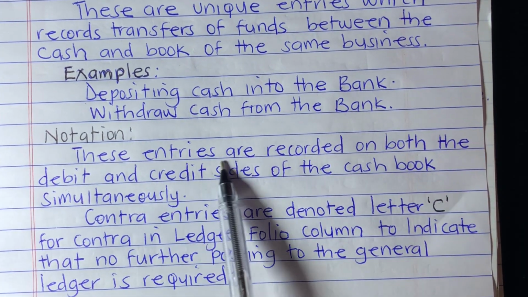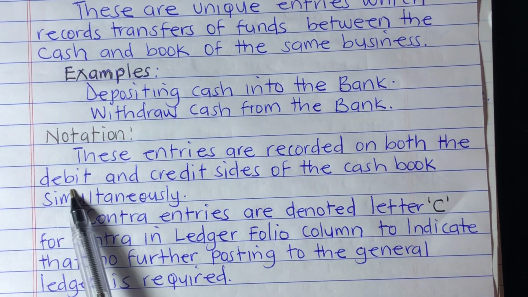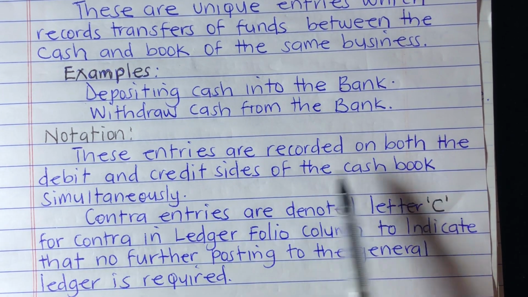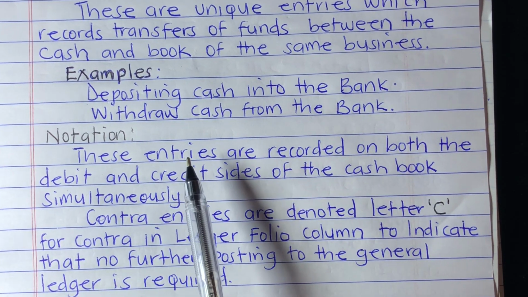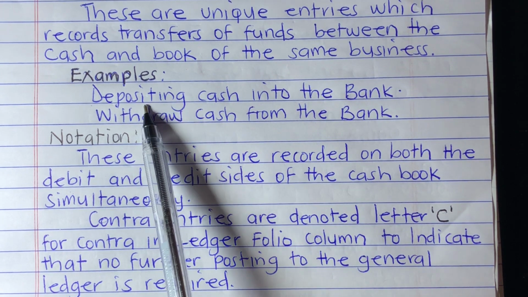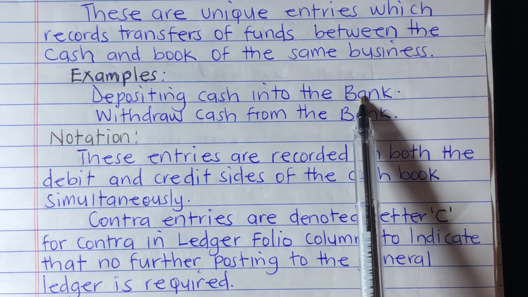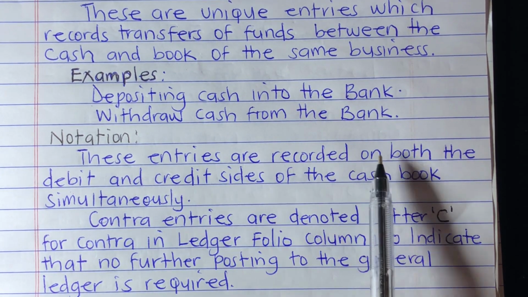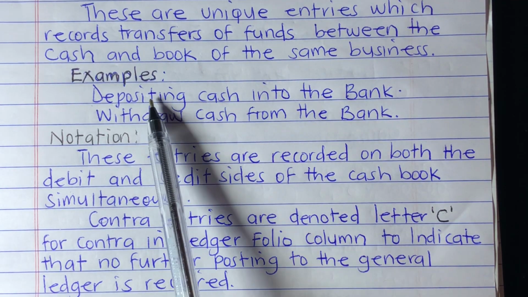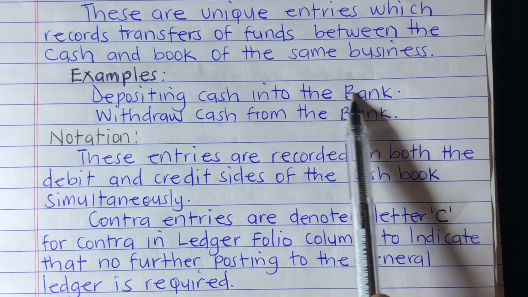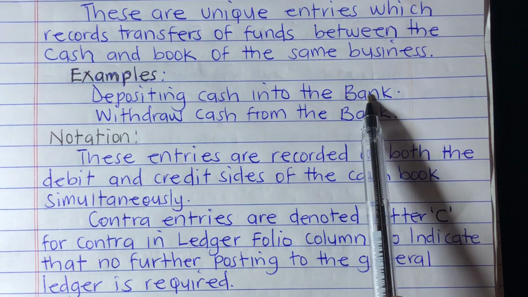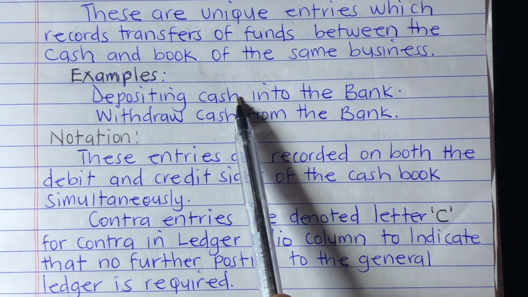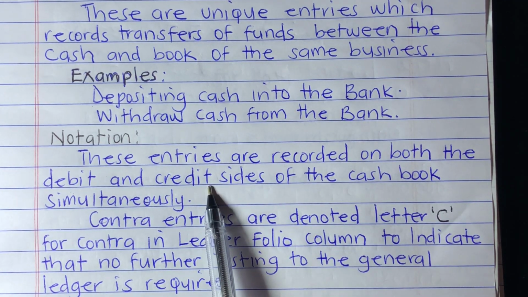Notation. These entries are recorded on both the debit and credit side of the cash book simultaneously. Like I've told you here, if you find a transaction that deposited cash into the bank, that transaction is recorded twice. If it is depositing cash into the bank, meaning the bank is gaining money, you're going to debit the bank and credit the cash. This is the meaning of this notation.